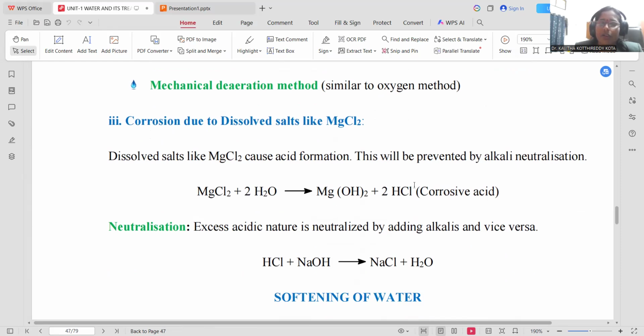In order to avoid this kind of acid release within the boiler, you can go through the neutralization process. A calculated amount of sodium hydroxide is added in order to neutralize the hydrochloric acid, so that salt and water are formed. This can be simply monitored by pH checking. A neutral pH is sufficient to balance this acid-base neutralization, giving salt and water as the final products.